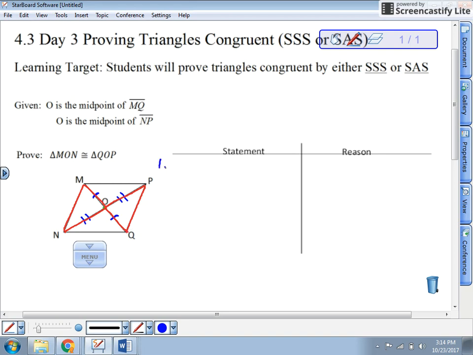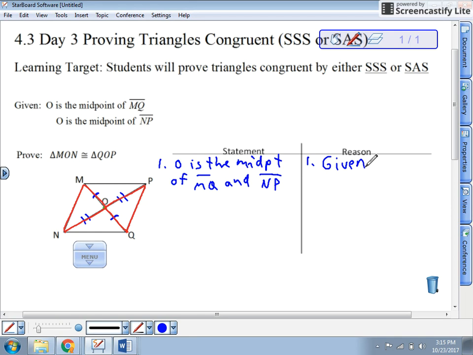So step one, I'm going to write O is the midpoint of segment MQ, and segment NP. And again, the reason is given. We always start with the given information. We haven't said anything congruent yet, but that information is going to tell us what we need.